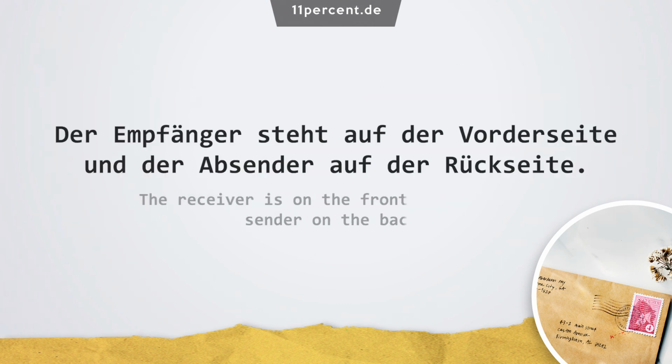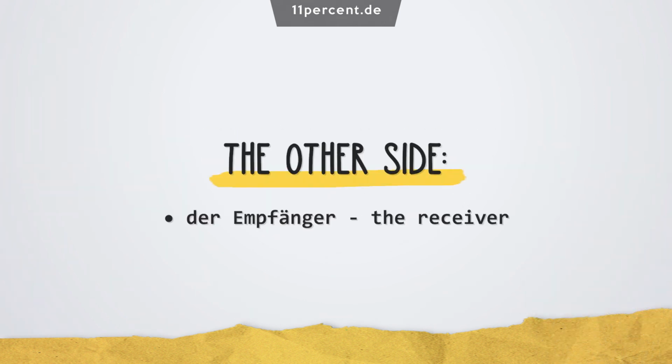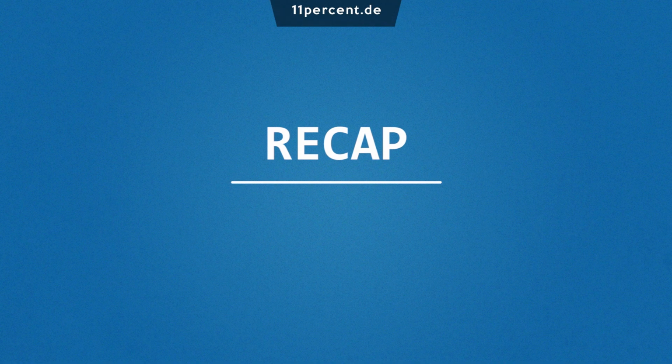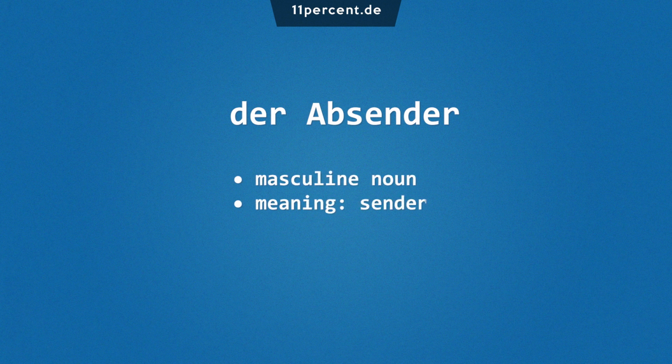Der Empfänger steht auf der Vorderseite und der Absender auf der Rückseite. The receiver is on the front page and the sender on the back. And the other part of this story is der Empfänger, the receiver. But you will learn more about that one in some of the next lessons. In today's lesson, we learned the masculine noun for sender, der Absender.